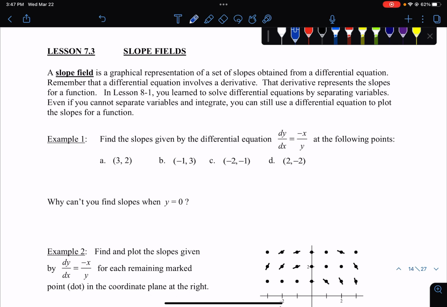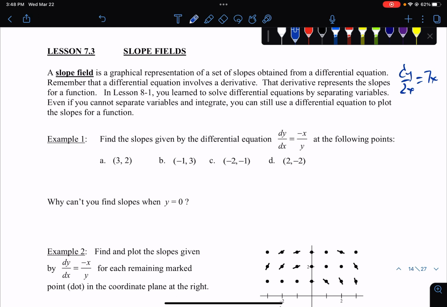So I'm just going to read through this paragraph really quick about slope fields. A slope field is a graphical representation of a set of slopes that you get from a differential equation. Now remember, differential equations involve a derivative, right? So something like dy/dx equals 7x. That's a differential equation. This one only has x's in it. Sometimes they have x and y's in them.